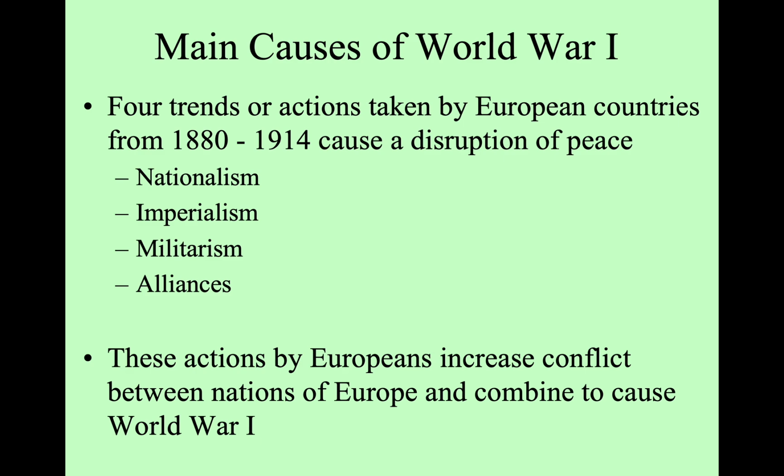While World War I occurred over a relatively short 4.5 year period, the causes of the war had been brewing for over 35 years during the period from 1880 to 1914. During this time, European countries engaged in a series of actions which would increase conflict and rivalry between the nations of Europe and ultimately combine to cause World War I.